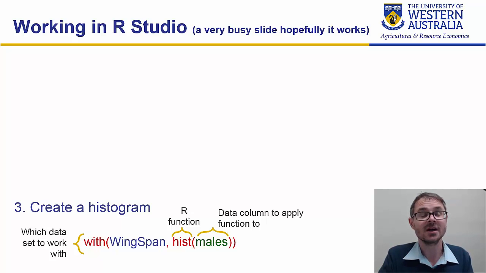So that's saying, all right, the rest of the commands that follow are going to be applied to the Wingspan object. I now want to apply the histogram function, which in R is denoted hist, and within that, I specifically want to apply the histogram function to the column males. I could have had multiple variables in this data set, so I have to specify which column I want to apply the function histogram to in the object Wingspan.